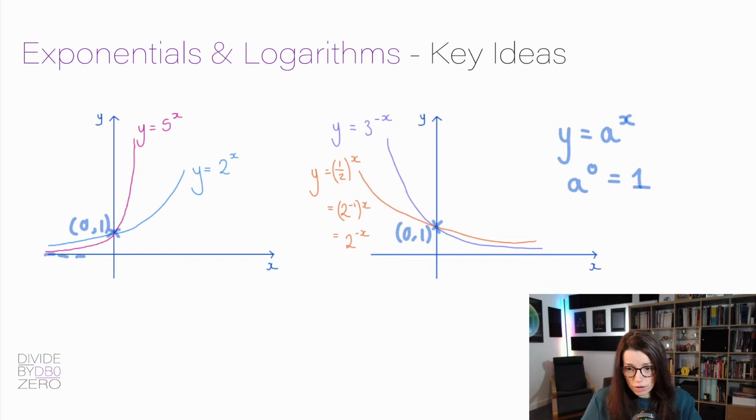Similarly, all of the graphs have an asymptote here. The x-axis is an asymptote. None of the graphs will ever cross the x-axis.